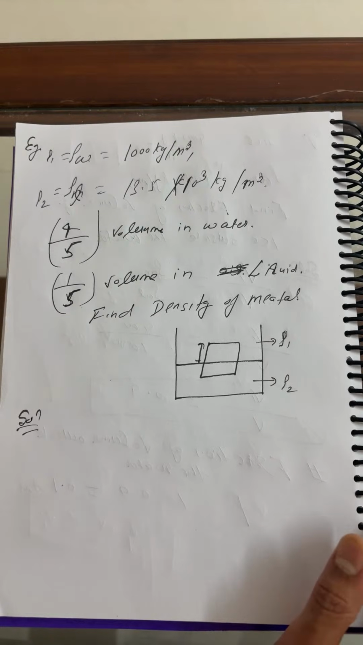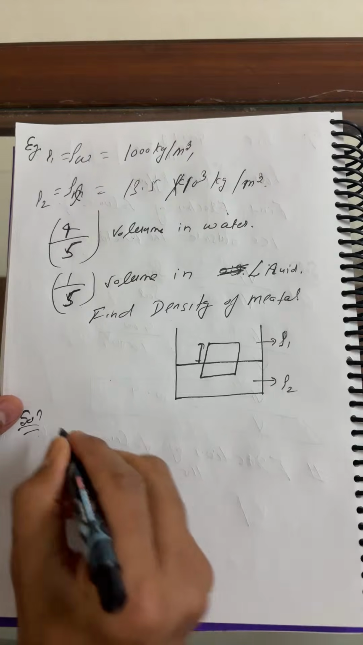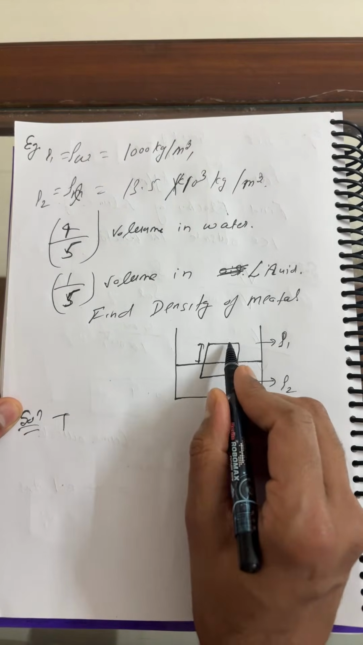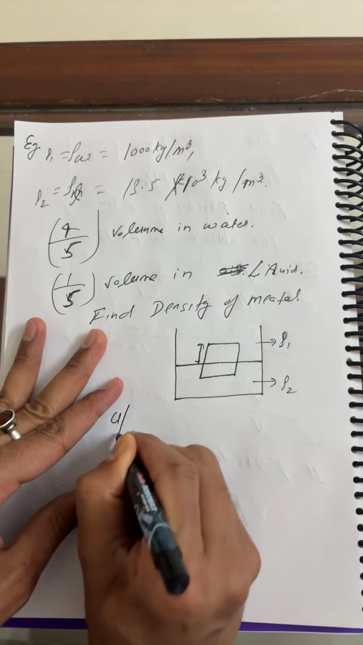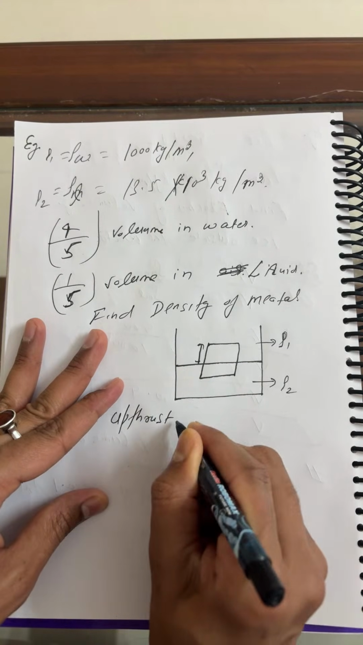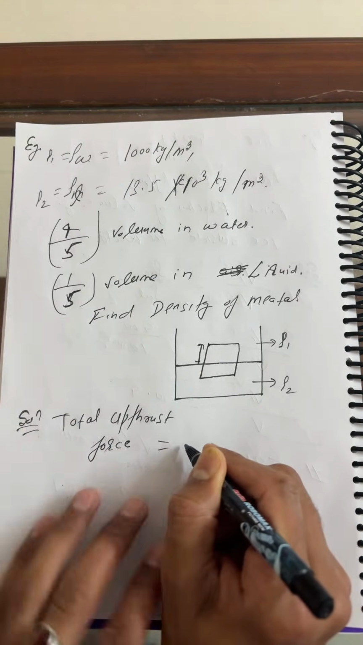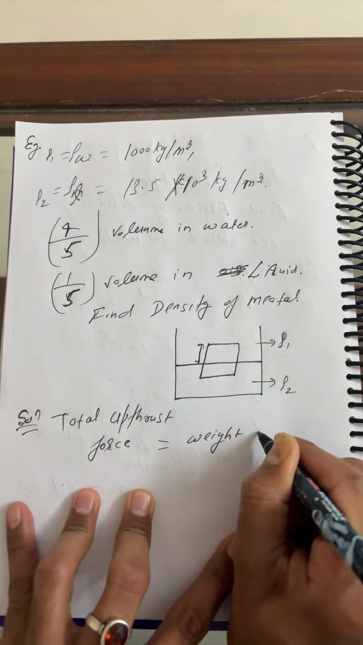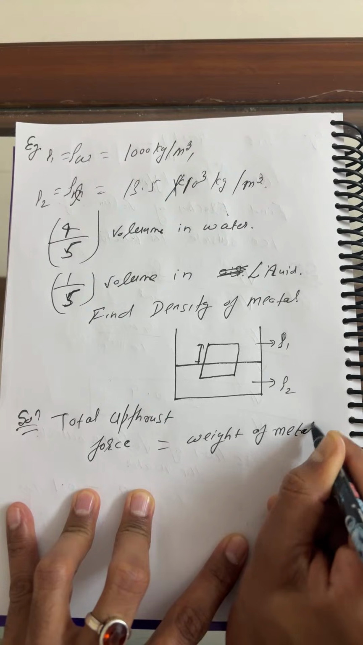What can you say, total upthrust force? There are two upthrust forces, one on this part and one on this part. So you can write here, total upthrust force is equal to the weight of metal.